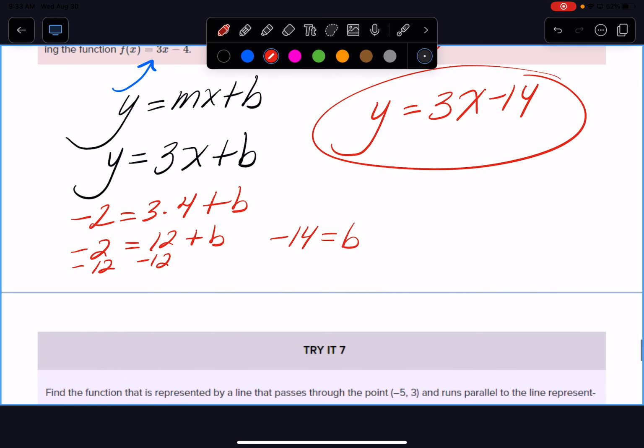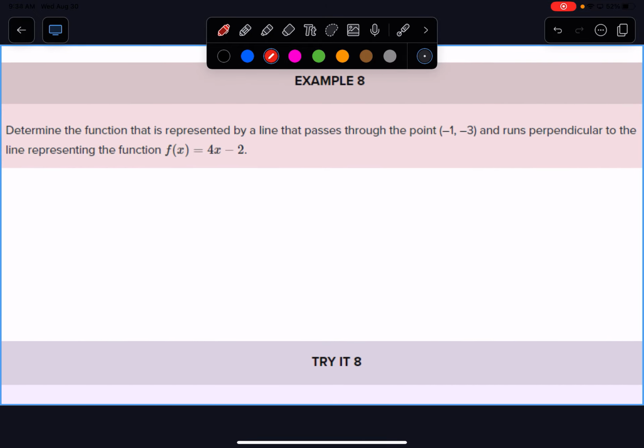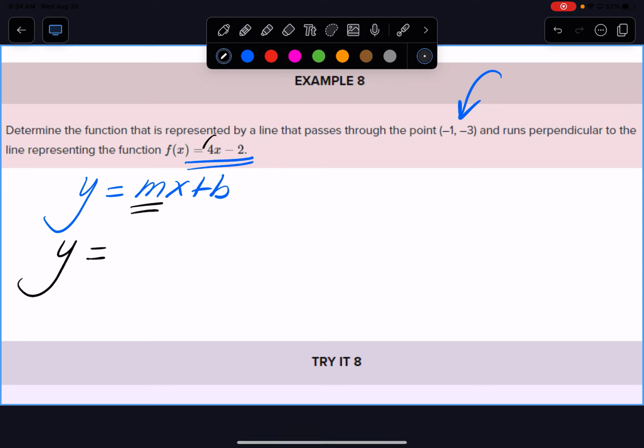Okay, so what if they say perpendicular? Let's just do one that's perpendicular and then we're done. Determine the function that is represented by a line that passes through this point and runs perpendicular to this line. So you'd say lines have y equals mx plus b. I always start with slope. Our slope is what value compared to this? If we put 4, it'll be a parallel line. This one's perpendicular. So what do we put as our slope? Negative, say it again. Yep, negative 1/4. We got to reciprocate it as well. Does everybody agree? And then we put our x plus b.